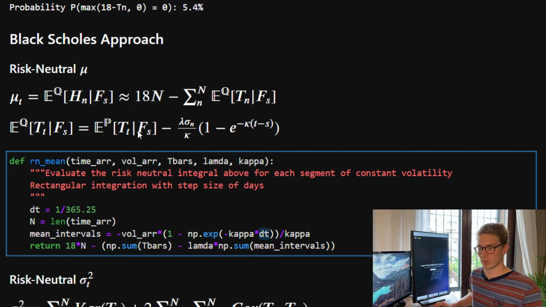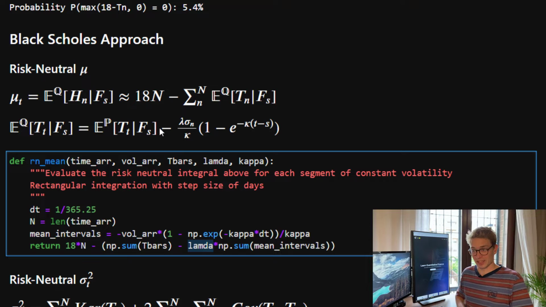Now here what we need to do is take 18 times the number of days minus the summation of all the average temperatures over that given period, and then subtract the value that we calculated for the mean intervals. We're going to take the summation over all the 92 days. Then we take that calculation and multiply it by lambda.